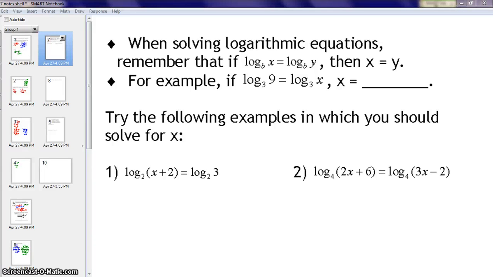Okay, sorry you had to open a second file for tonight, but I just wanted to make sure I didn't run out of time. Okay, so continuing on, this is still lesson 12.7, and this is the part of the lesson that is about solving logarithmic equations.